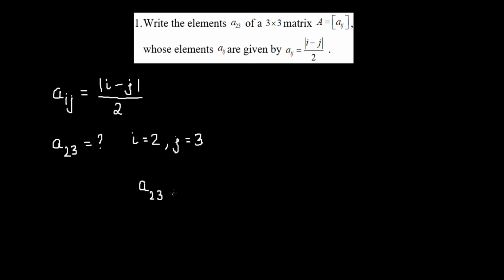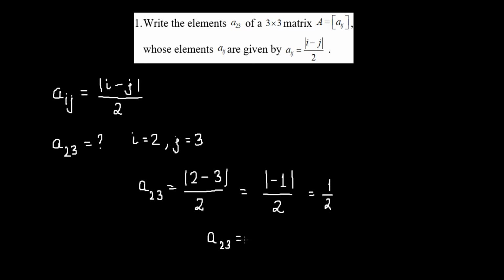So A23 will give us, in place of i, we replace it by 2, and in place of j, substitute 3, the whole thing divided by 2. This gives us the modulus of -1/2. Now, the modulus of a negative value is always positive, so it's simply going to be 1/2. So the element A23 in the 3 by 3 matrix has the value 1/2. Let's go to the next question.